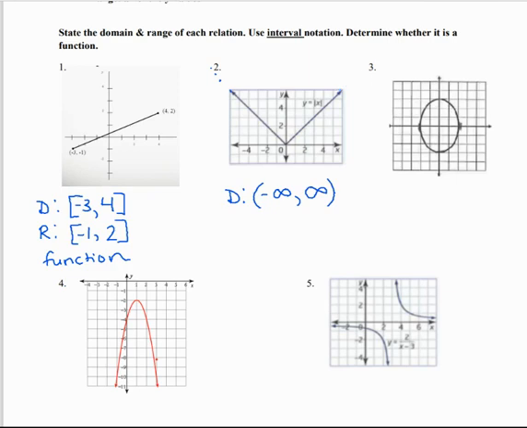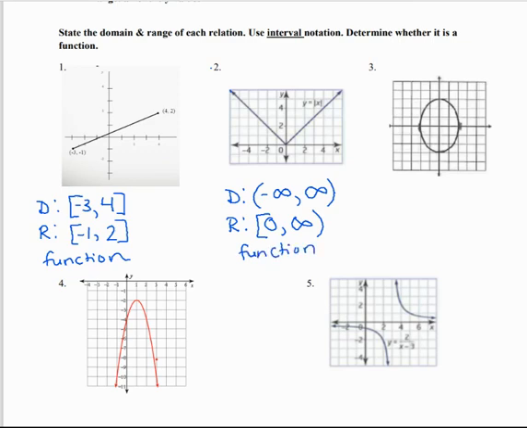Now let's talk about the range. For range, it's our y values, so I look up and down. I always start with my lowest value. What's the lowest that this graph is going? The lowest it hits is 0, and it's included, so I'll include it with a bracket. And then we can see that V is going up, and that arrow is telling us we're going up forever. So my range will be from 0 to infinity. Now, is this a function? Again, pass a vertical line through, and yes, it is a function.